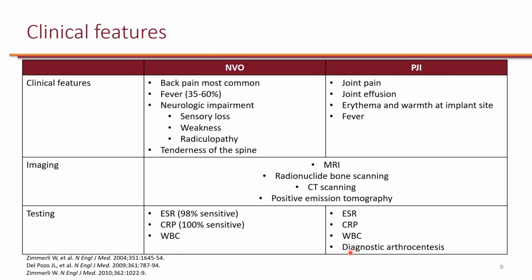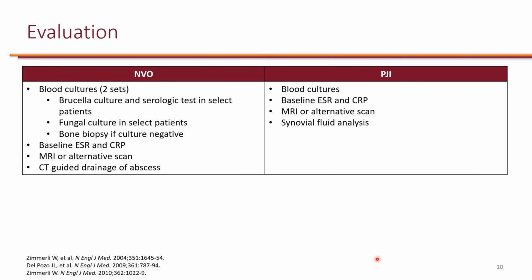And for prosthetic joint infection specifically, diagnostic arthrocentesis is very helpful, and this is where we get synovial fluid analysis. Blood cultures are important for both of these infections, as well as baseline ESR and CRP, and imaging with MRI or alternative scan. For NVO specifically, CT-guided drainage of abscess is very important for source control.